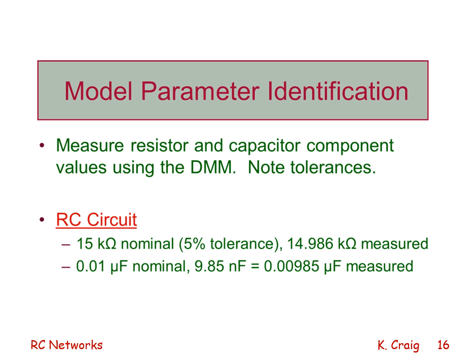I'll measure the resistor and capacitor components using a digital multimeter, and I'll note tolerances. I find that the resistance value is 15 kiloohms nominal with 5% tolerance, and I actually measure 14.986 kiloohms. The capacitor has a capacitance of 0.01 microfarads nominal, and I measure 0.00985 microfarads.